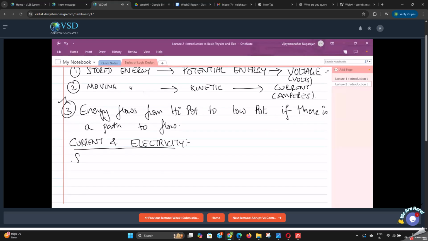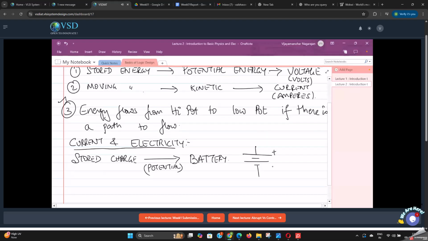So what we saw: stored charge. Where do we store the charge? Battery, correct? We store the charge in the battery. This is the potential, correct? So what is the symbol of the battery? All of you would have seen a battery, right? So the symbol of a battery is this. The battery has a positive plate and a negative plate. This is the symbol of the battery.